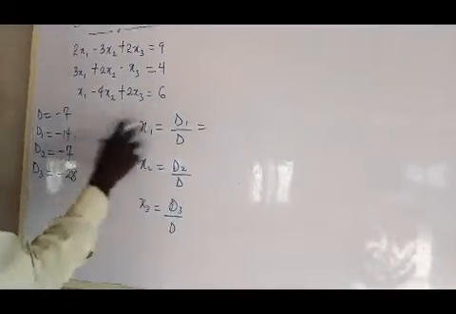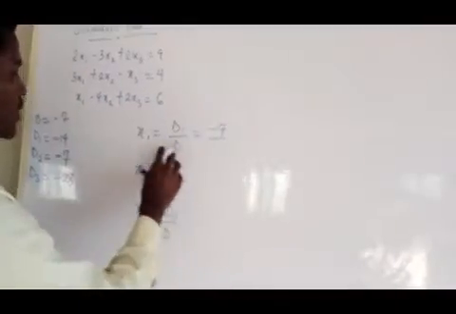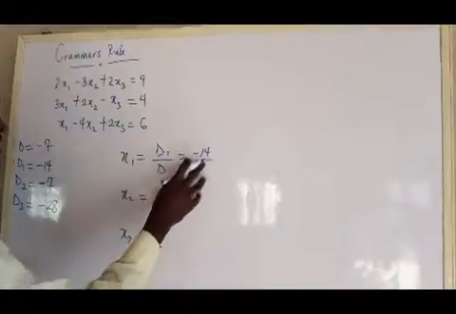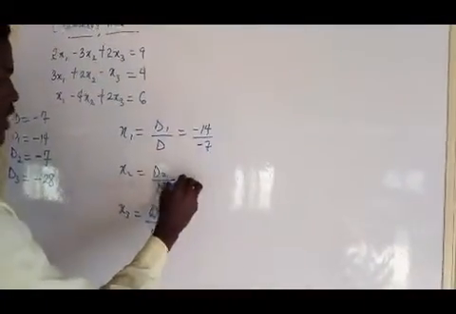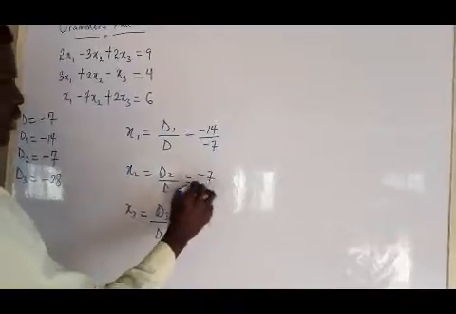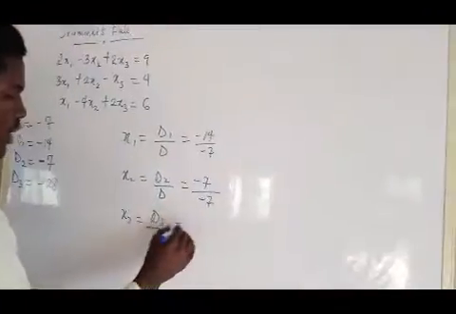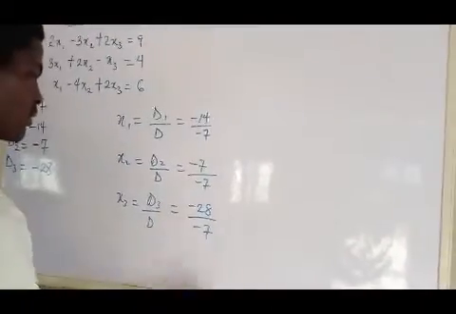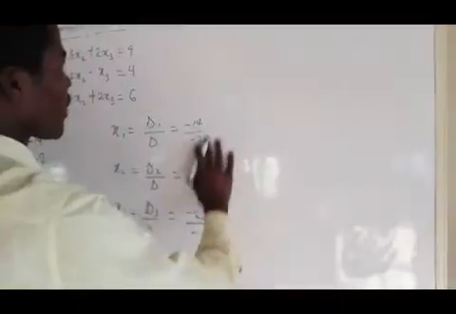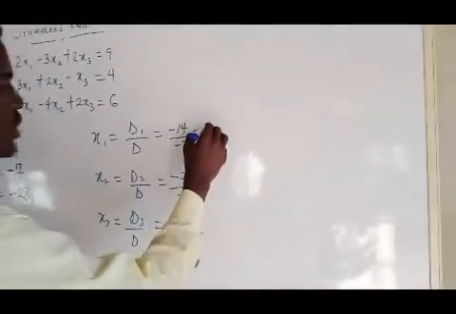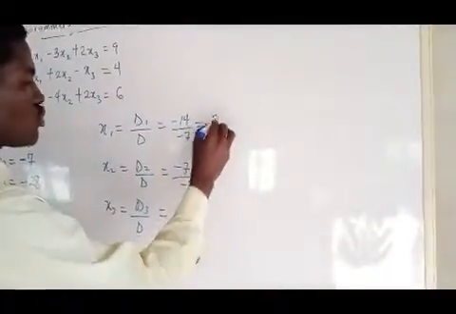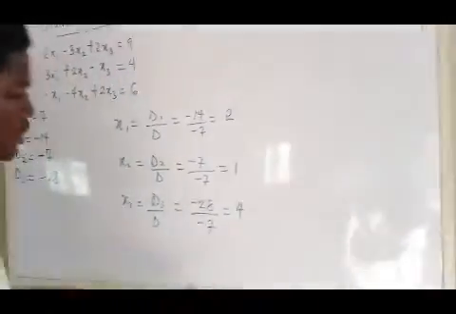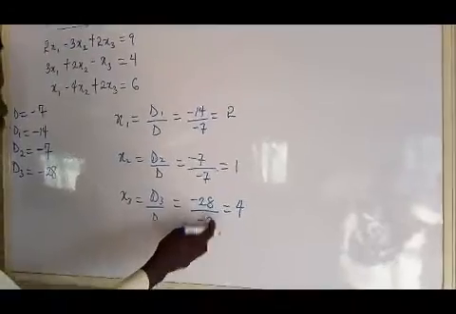All right, so what's our D1? Our D1 is minus 14. Minus 14 over D, which is minus 7. All right, our D2 is minus 7 over our D, which is still minus 7. Then our D3 is minus 28 over minus 7. All right, do we get that now? Okay, so this over this will be giving us 2. Then this will give us 1, and this will give us 4, because 7 times 4 will give us 28.